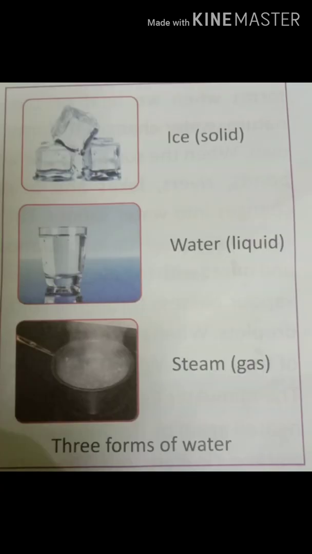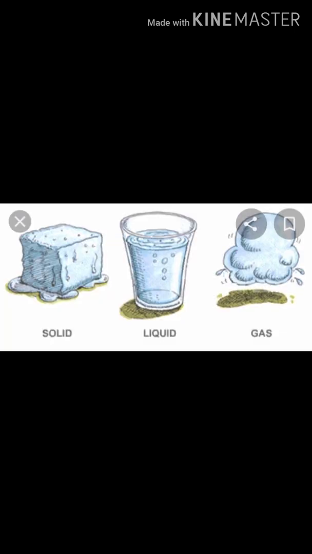Now we will study forms of water. So there are three forms of water: solid, liquid and gas. Ice or snow is the solid form of water. A solid is something which is hard and has a definite shape. Liquid. The water we use daily is the liquid form of water. Liquid has no definite shape. It takes the shape of the container in which it is poured.